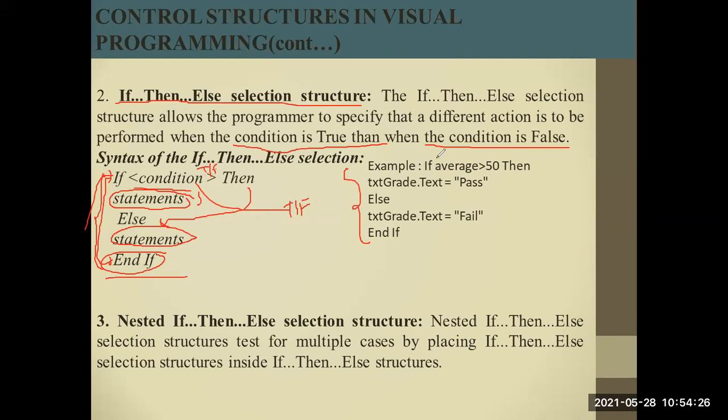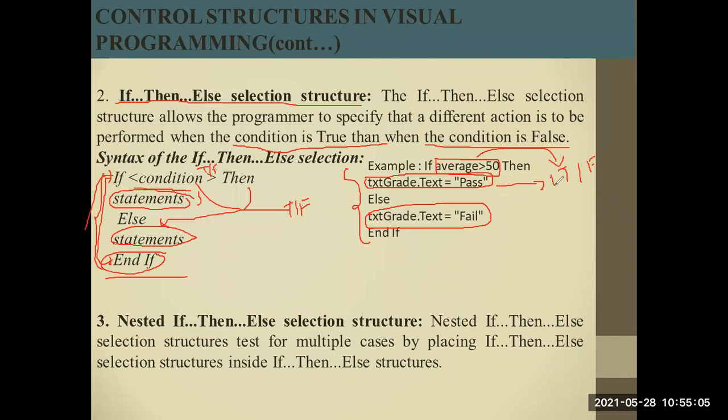Now here is the example. Again I'm taking the average variable as the condition: if the average mark is greater than 50 and it is true, then we will store the string Pass in a text variable. And if the condition is false, that means the average is less than 50, then we will store the string Fail in the text. So what happens in if-then-else selection? Two actions are performed.